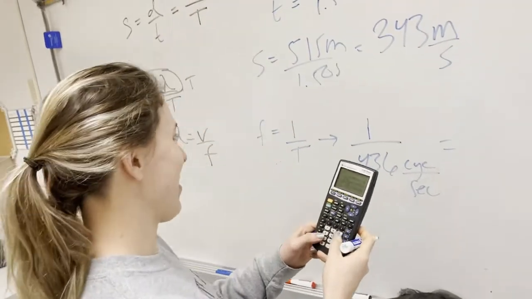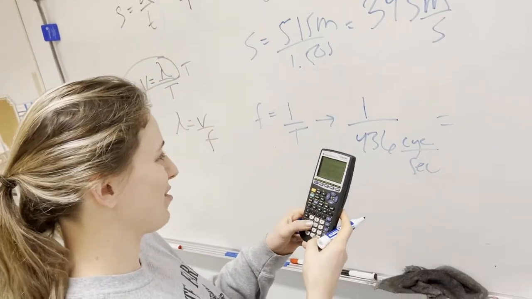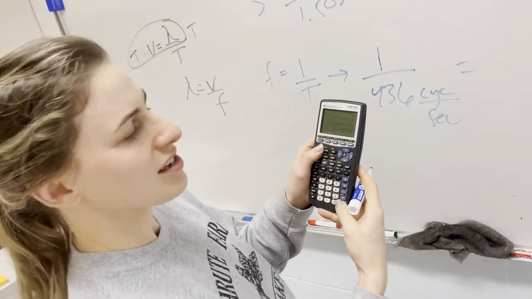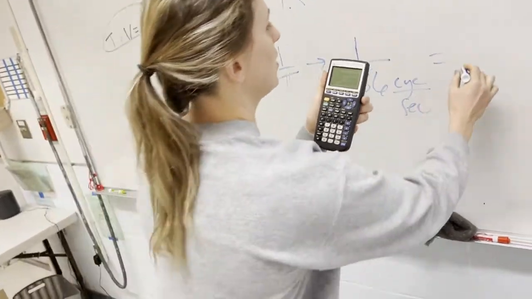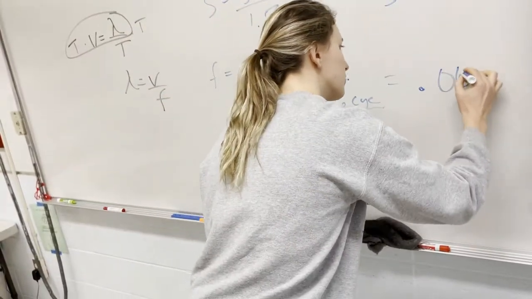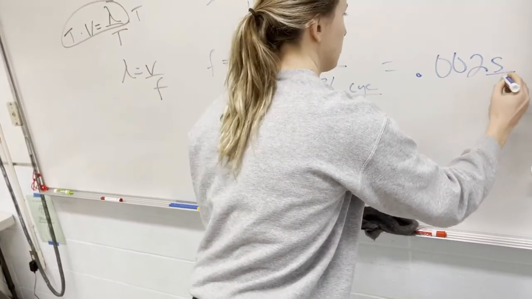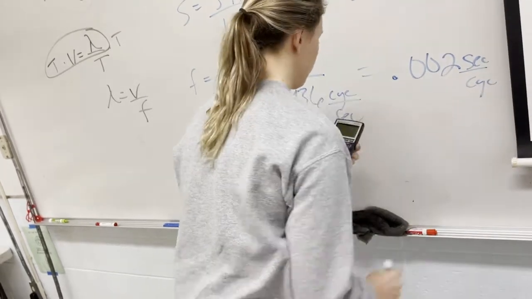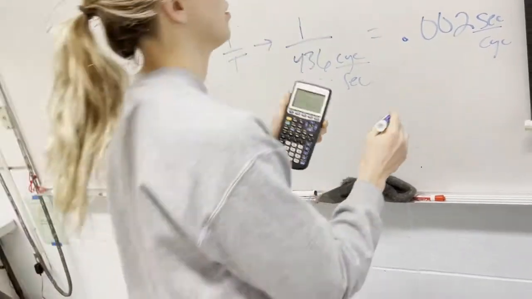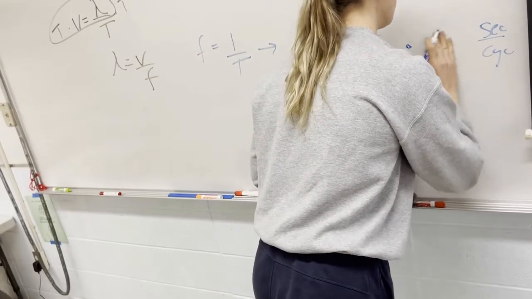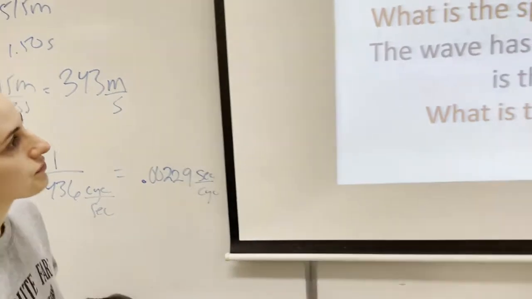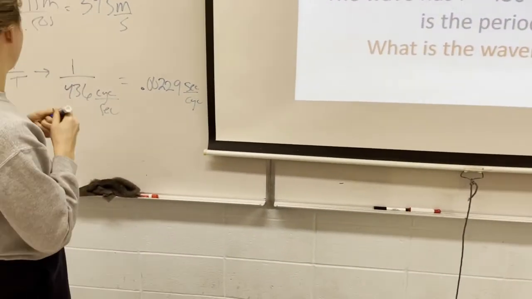So 1 divided by 436. And I get 0.002. Is it exactly 0.002? No, it's 0.00229. Should I put them all in there? Yeah. So 0.00229 seconds per cycle. All right.